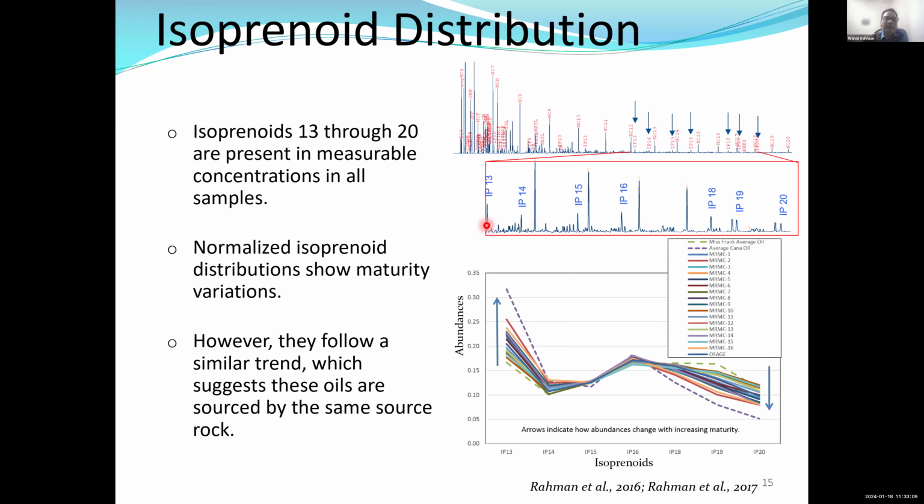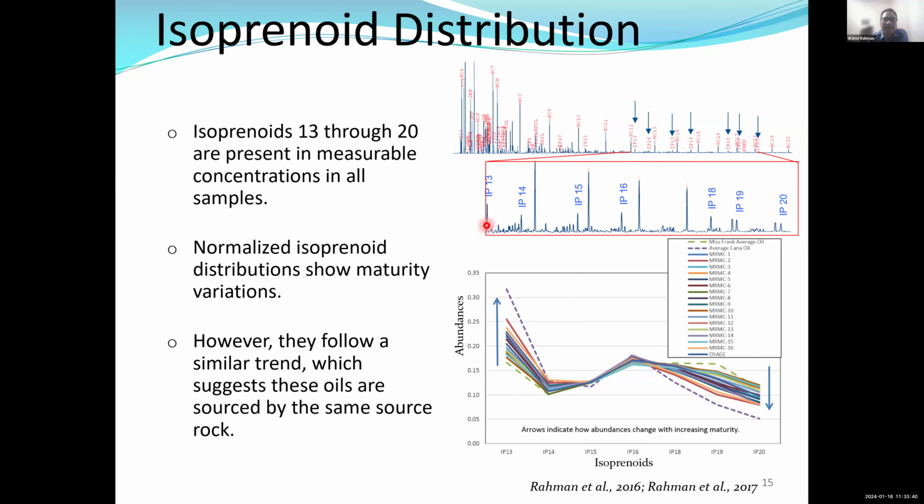The differences you see are at the very left-hand side, with an arrow pointing upward. The higher the pattern, the higher the maturity of the oil. At the very end, isoprenoid 20, the lower the abundance of IP20, which is phytane, I'll talk about it, the more mature the oil is. So obviously the Cana field, the dotted purple line, points very far down on the IP20 and very far up on the IP13 on the left. That means these oils are more mature.